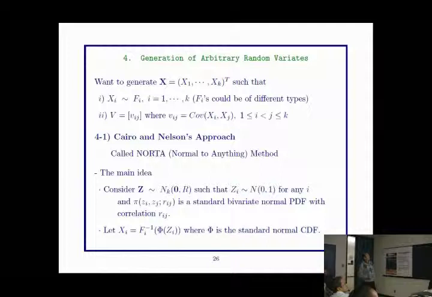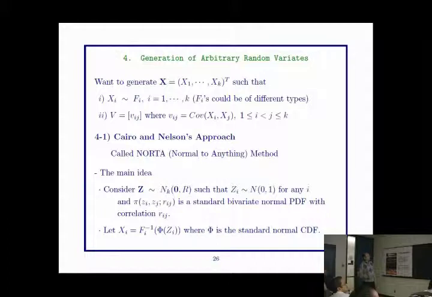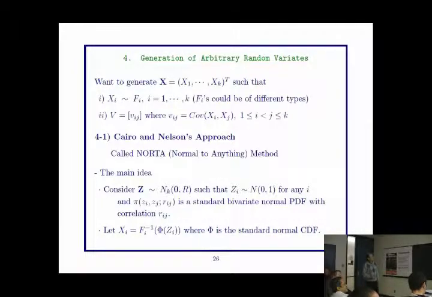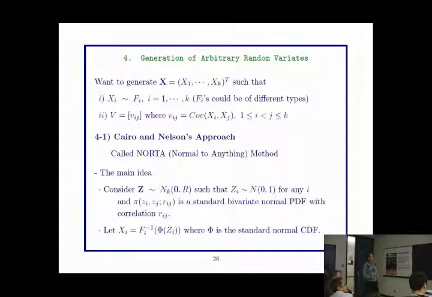Well, probably most people try to use this, but once they try to make a program, they realize it's going to be very difficult. Anyway, NORTA means normal to anything. They start with a multivariate standard normal distribution, and if you take this transformation, then the resulting distribution is Fi. Again, this one is uniform, and you take the inverse CDF.